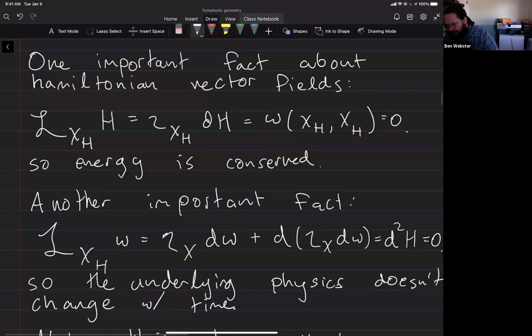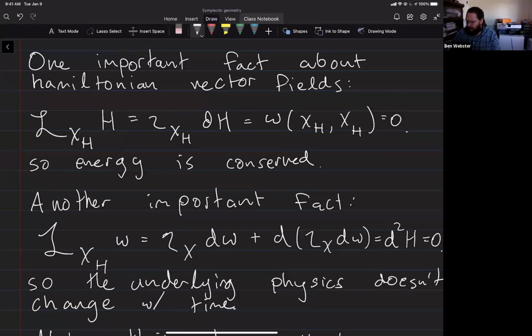Right. So this is a general fact about Hamiltonian vector fields. If you want to know how the function h changes along trajectories of the Hamiltonian vector field, you should compute the directional derivative of h with respect to X_h. And what's that? Well, that's contracting X_h with the differential of h. That's the definition of dh as a one form.